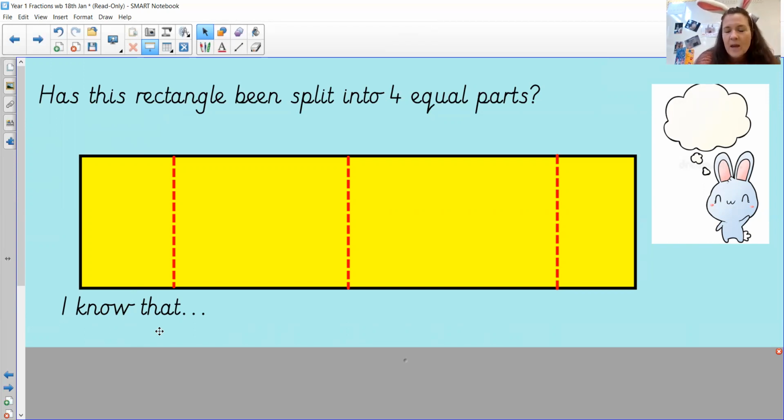Okay, so I've had a little look at this, and I don't know whether you agree with me. It doesn't look right. It doesn't look like it's been split in equal parts. I know that this part is smaller than this part. I know that this part of the shape is smaller than this part. So it can't be equal. It's not equally split because all the parts are different sizes.